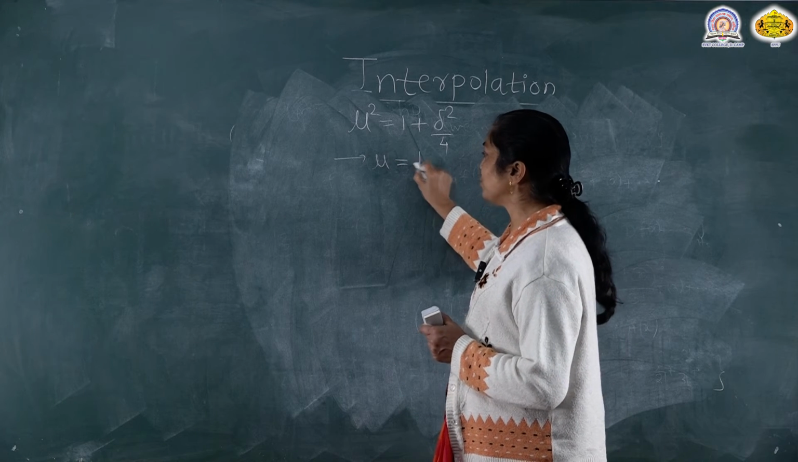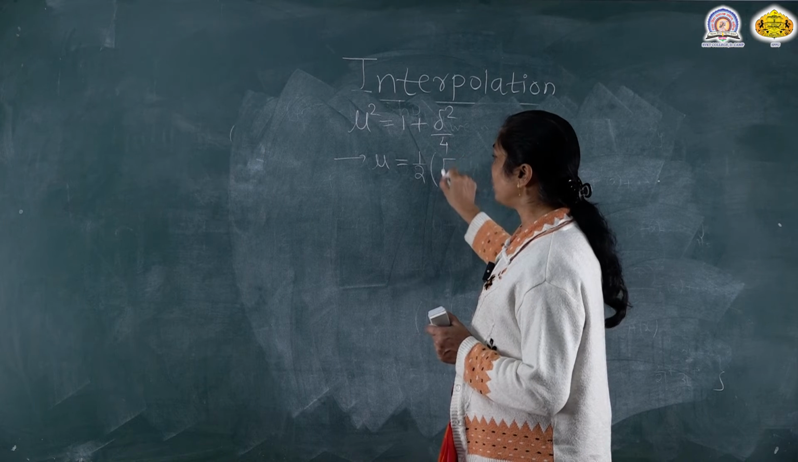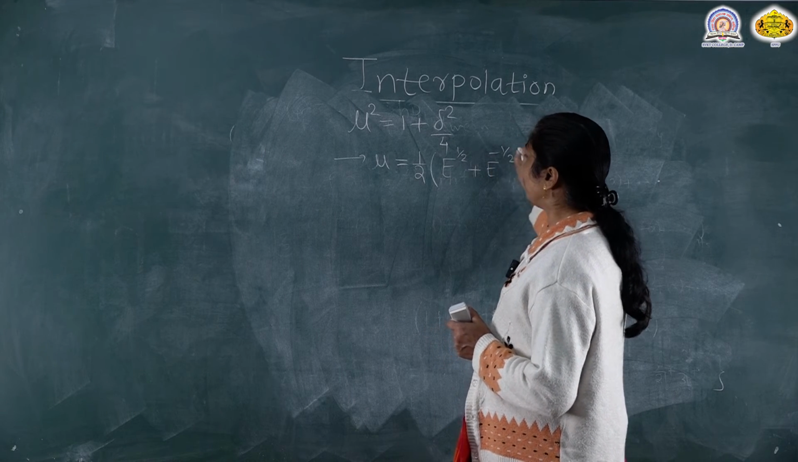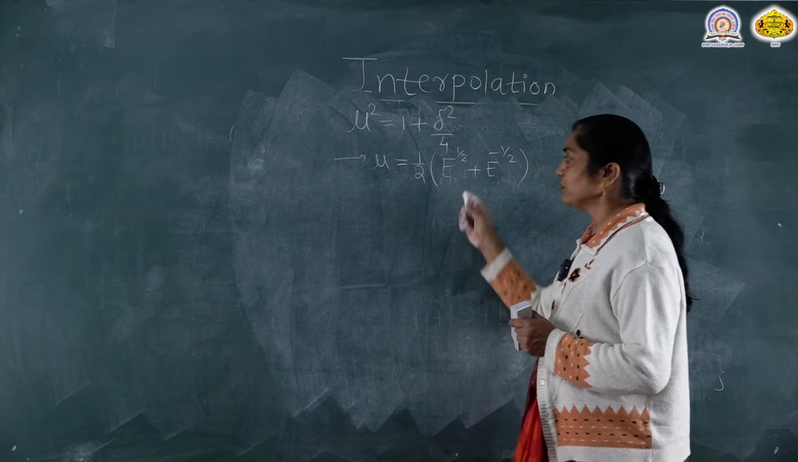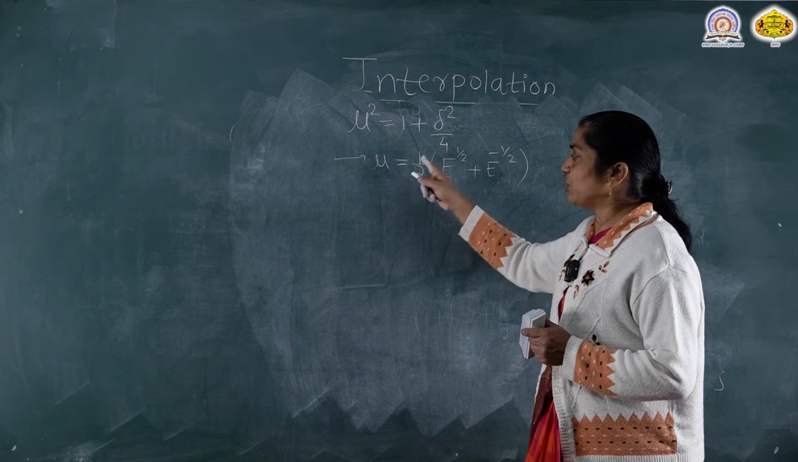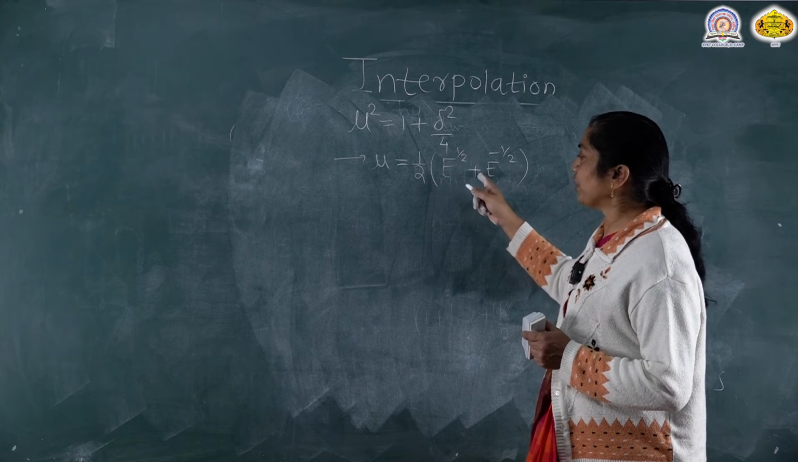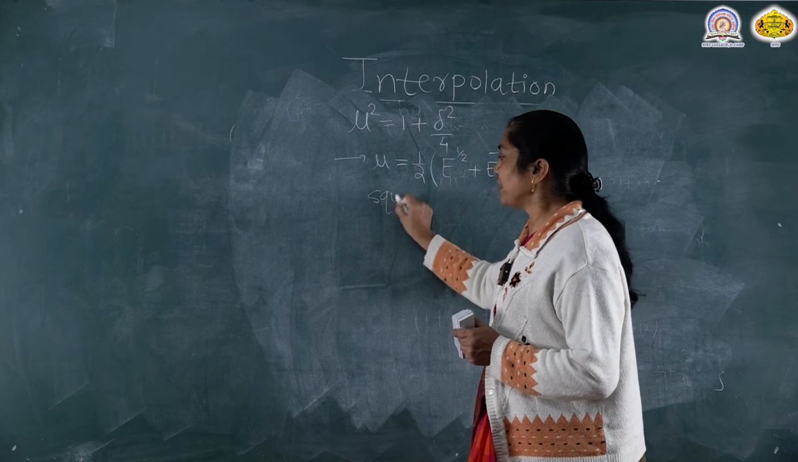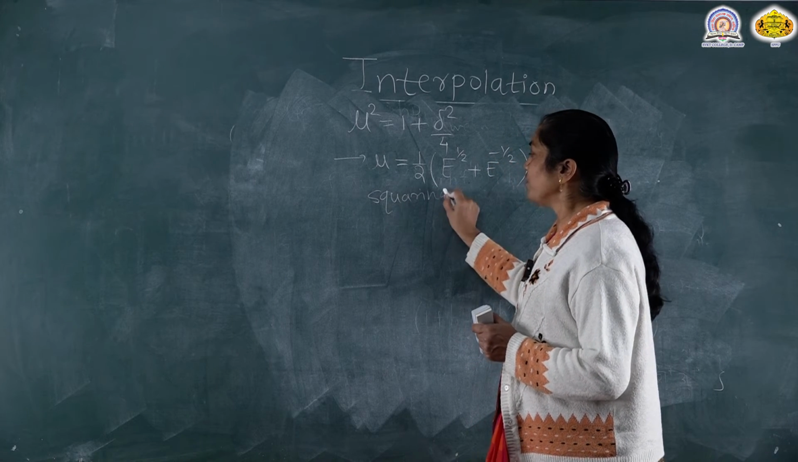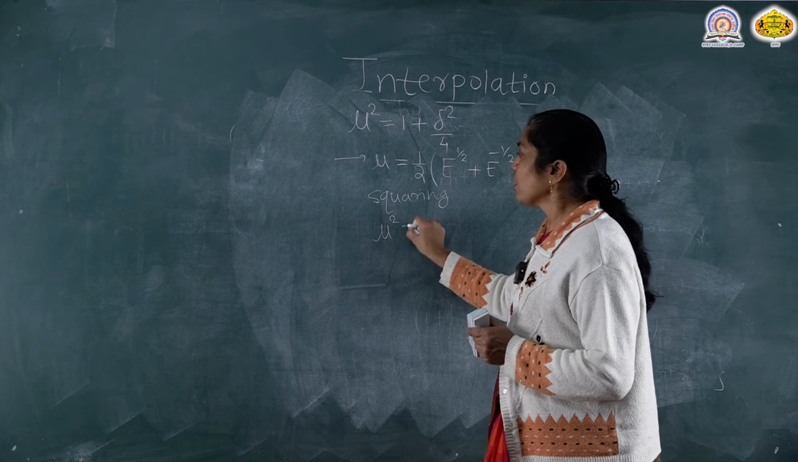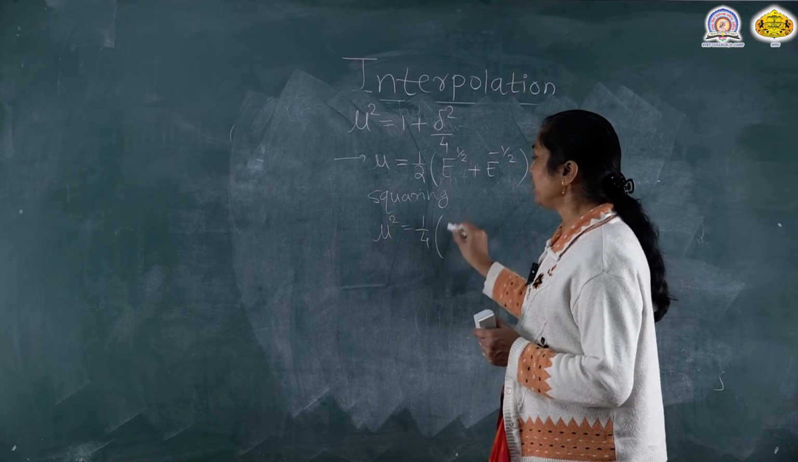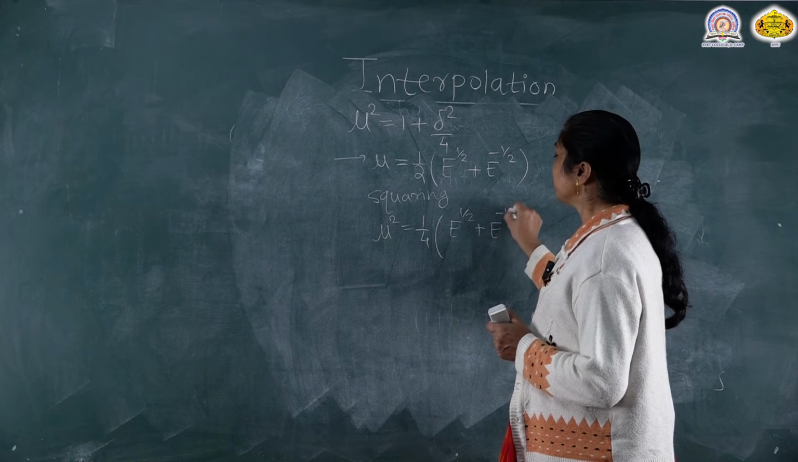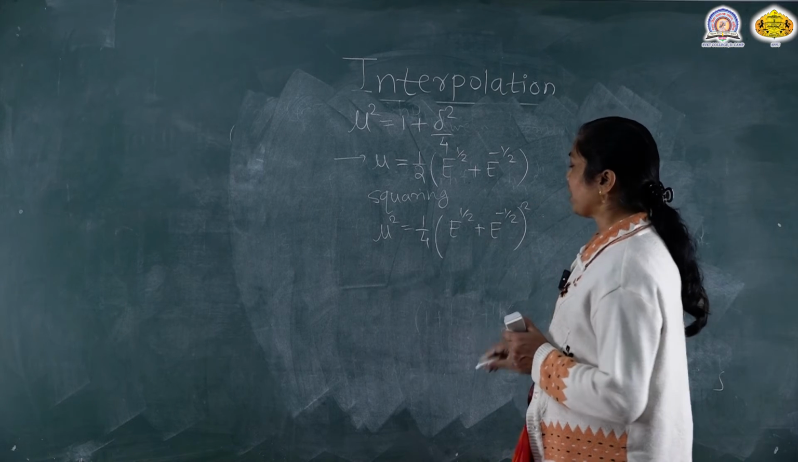One of the relations gives us mu is equal to 1 by 2 into e raised to 1 by 2 plus e raised to minus 1 by 2. So we have proved this formula before. Squaring this, what do we get? If you square this, we get mu square is equal to 1 by 4 into bracket e raised to 1 by 2 plus e raised to minus 1 by 2 bracket square.